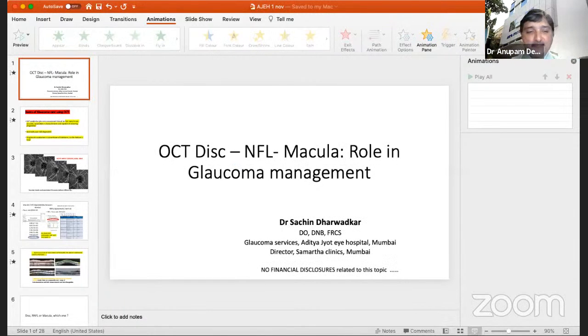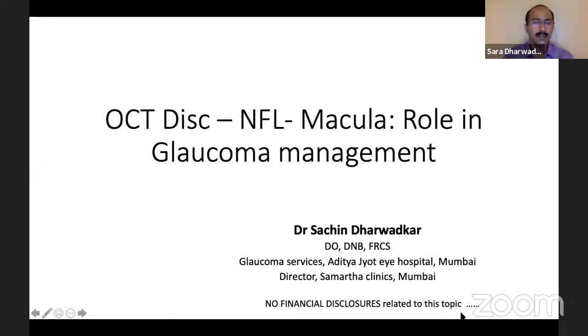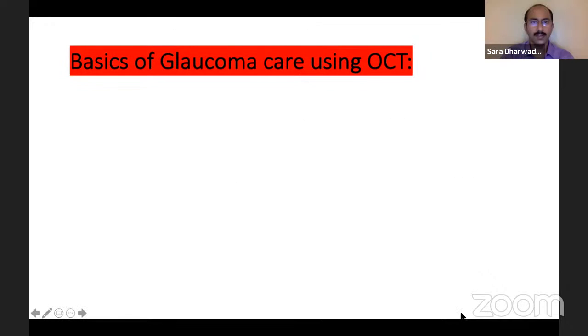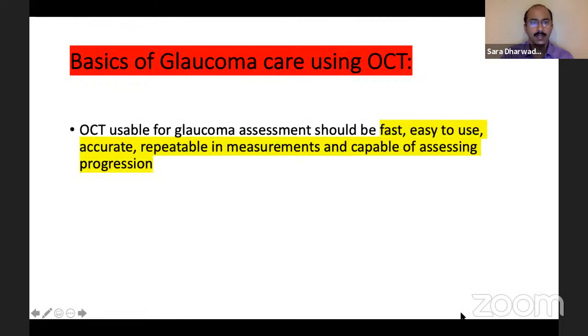Yes, yes. Okay, so we are discussing the role of OCT in the management of glaucoma. There are certain things that we should always remember about the basics of using OCT in glaucoma care. One is that it is usable for assessment. The technique should be fast, easy to use, accurate, repeatable in its measurements, and capable of assessing progression. So unless all these criteria are satisfied, any OCT machine cannot be used for glaucoma assessment.